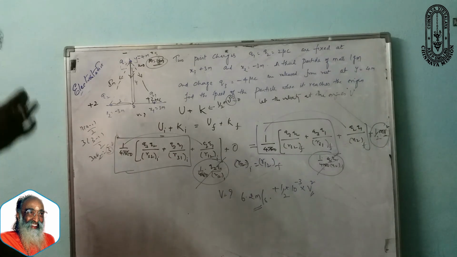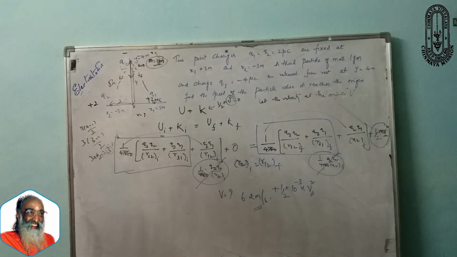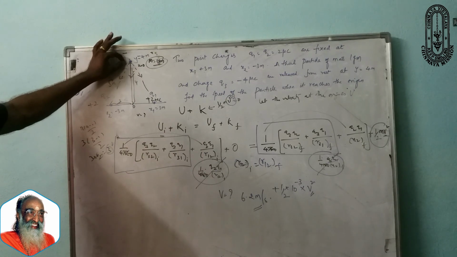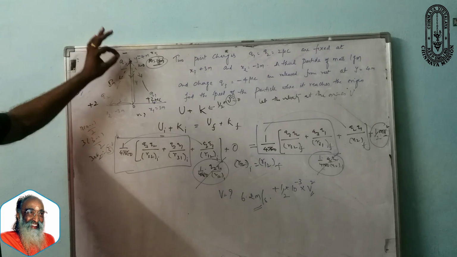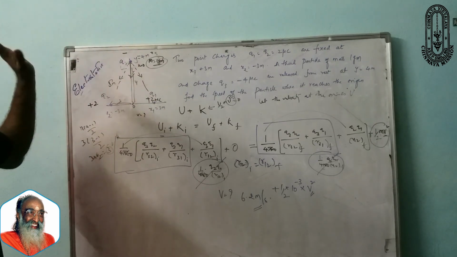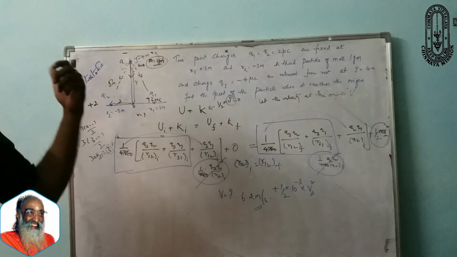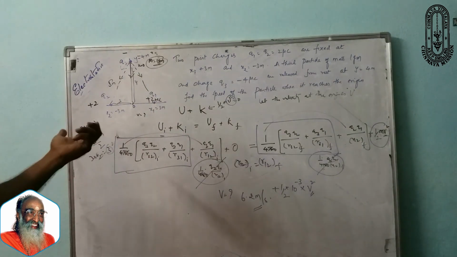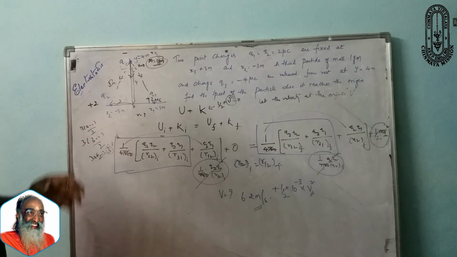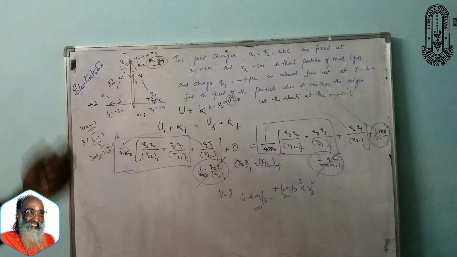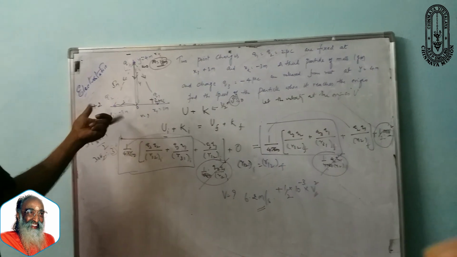Okay, so this is the problem, and very simple thing we did here. One thing is, due to this electrostatic force here, we cannot guess or think that the acceleration will be uniform. We cannot say. So because it may not be uniform, we cannot go with these equations of motion. The only way is we have to go with conservation of energy, because the forces are conservative.